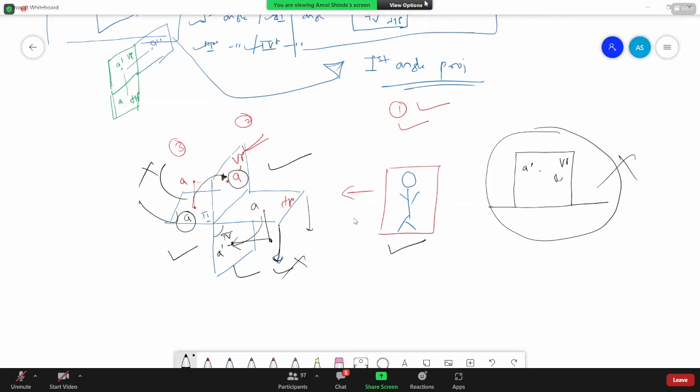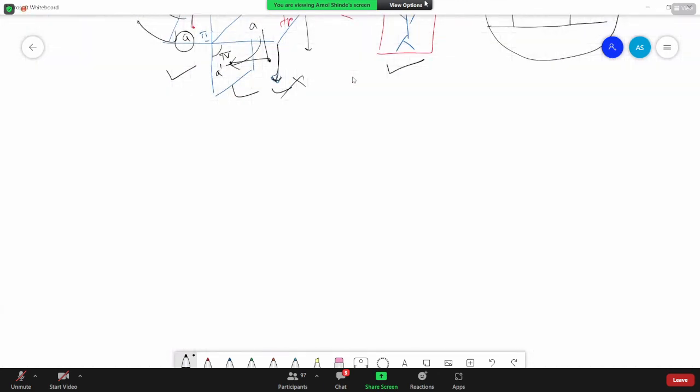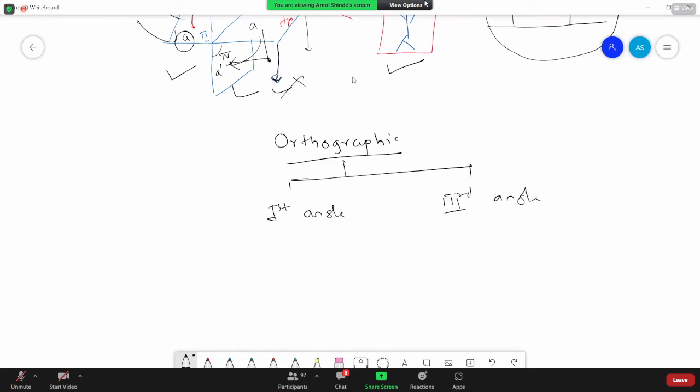Okay, so that's why when we say the classification of orthographic projection, it is classified as first angle and the next one is the third angle. We are not using second angle and fourth angle at all. Understood, everyone?